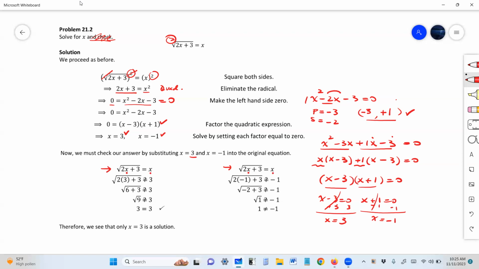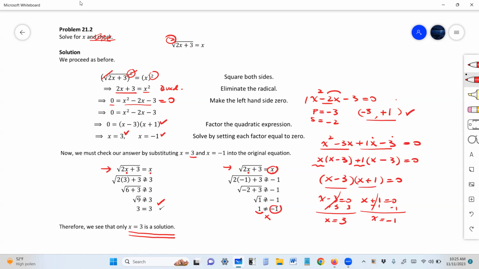Okay, so here we go. 2 times 3 plus 3. So this is 6 plus 3, 9. Radical 9 is equal to 3, so we're good. The second case, 2 times -1 plus 3, -2 plus 3, radical 1. Radical 1 is 1. But once we replace that -1 here, we get -1. So this is not correct. So the only solution is +3.